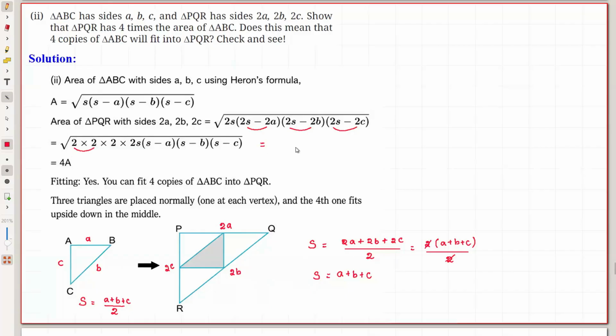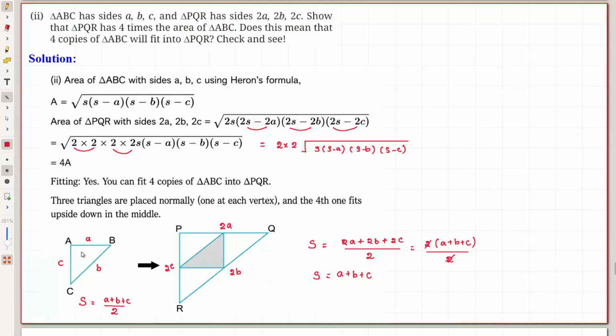From this pair I can just take 1/2 outside. So the balance we are getting is the formula square root of s into s minus a, s minus b, s minus c. Now this is the formula for the area of this triangle, that's why it is taken as capital A, area. Now this is only one time area, so this is 4 times area. Therefore the answer is yes, you can fit 4 copies of triangle ABC into PQR.